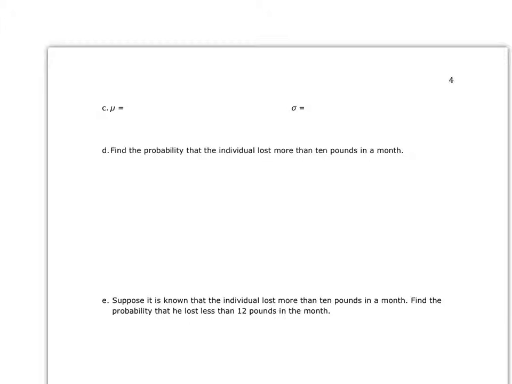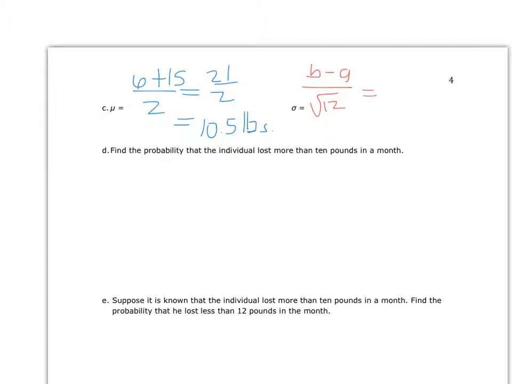Okay, let's find the mean weight loss. We're going to take basically the average of the min and the max. So 6 plus 15 over 2. So we get 21 over 2, which is going to give us a mean of 10.5 pounds. Now we want to look at standard deviation. So I'm just going to write the way that I would approach it. Let's just go b minus a over the square root of 12. So 15 minus 6, we get 9 over square root 12. And that gives us a value of 2.59, etc., which if we round to one decimal place, we get 2.6 pounds.